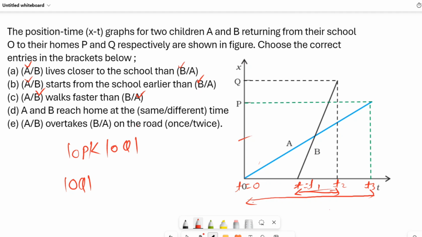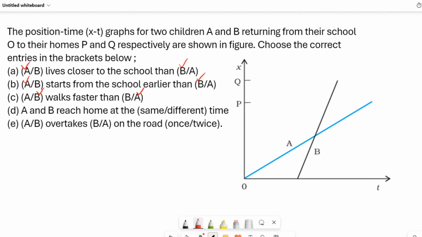Then the next question: whether A or B reach home at the same time or at different times. Clearly, it is shown here that B reaches home at this time, which we took as T2, and A reaches its home at time equals T3. So they are not reaching at the same time. So the answer is different.